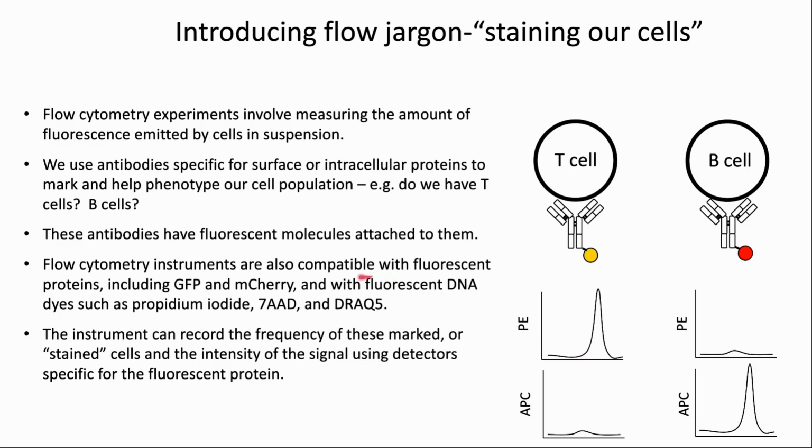Flow cytometry instruments are compatible with both antibodies, which have fluorescent markers, as well as with fluorescent proteins. Some of these proteins could be GFP or mCherry, as well as with fluorescent DNA dyes, including propidium iodide, 7-AAD, or DRAQ5. Our instruments then record the frequency of these marked or stained cells and the intensity of the staining signal using detectors specific for that fluorescent protein.